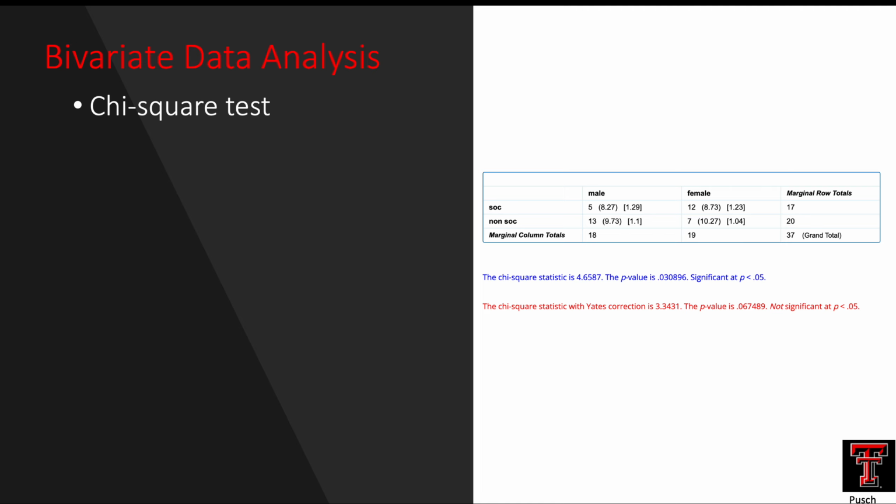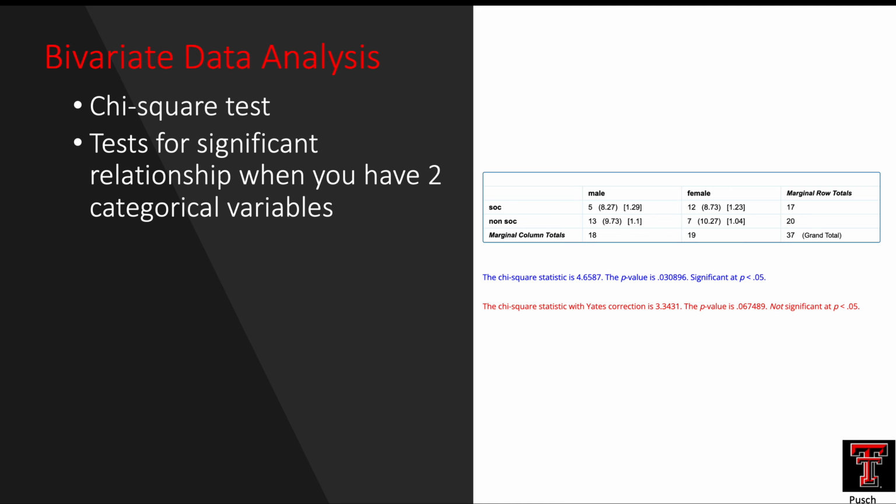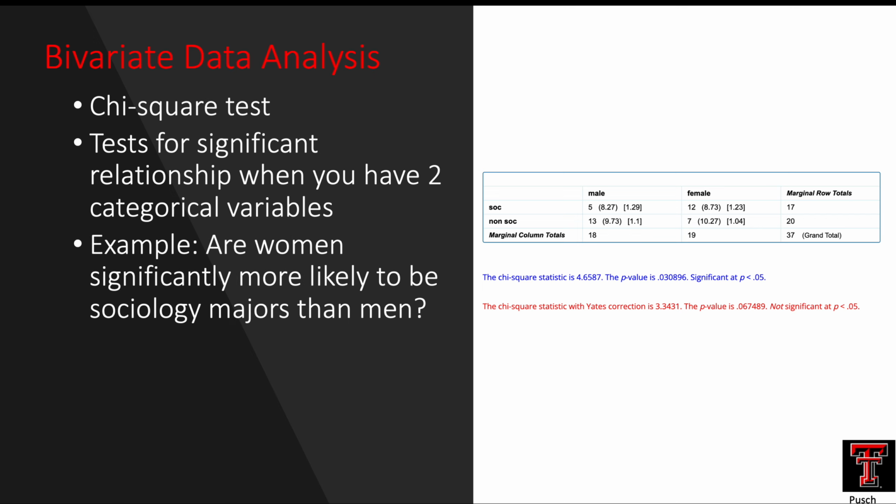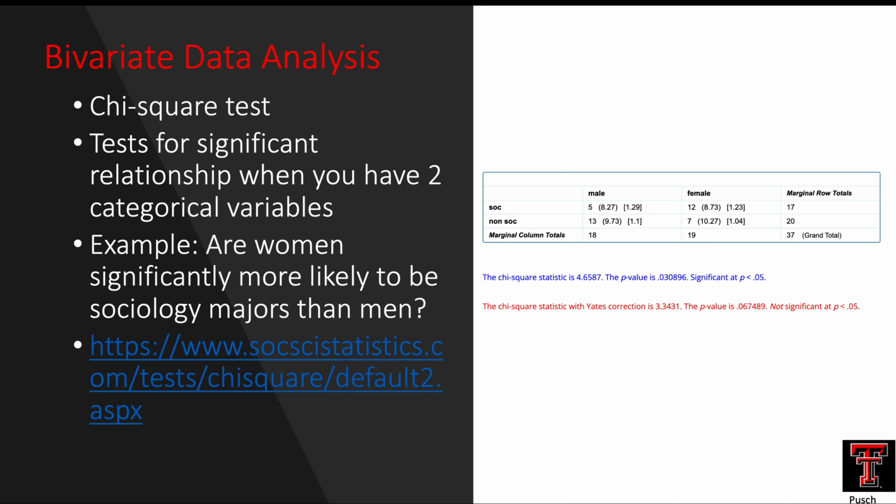Chi-square test. Similar to the t-test, it looks at two groups and sees if there's a significant difference between these two groups, but you do them when you have categorical variables. So for example, are women significantly more likely to be sociology majors than men? It would separate this into two groups, looking at sociology majors and non-sociology majors, to see if this is significant. So here again is another calculator and there's another video in that folder.